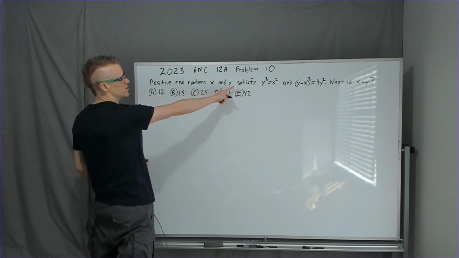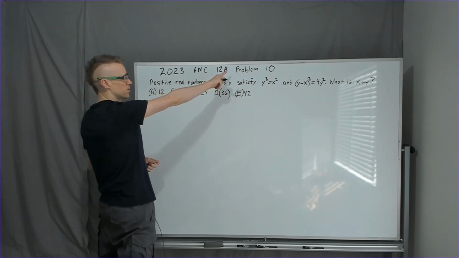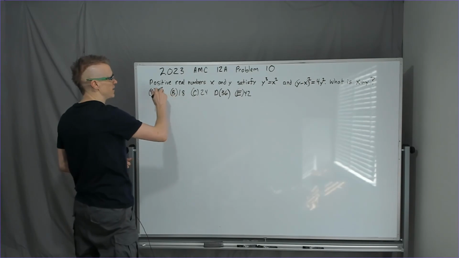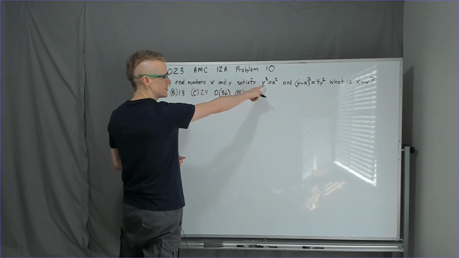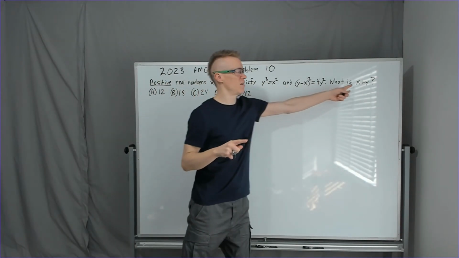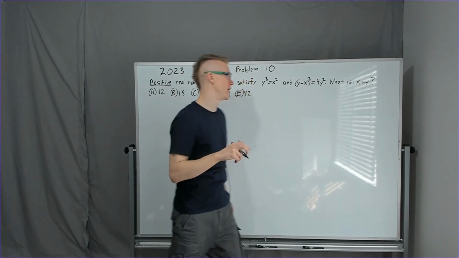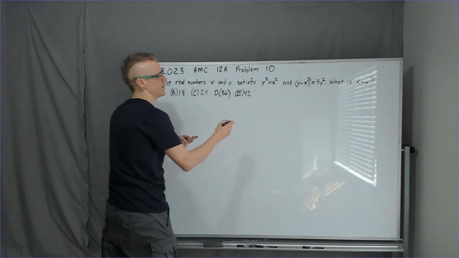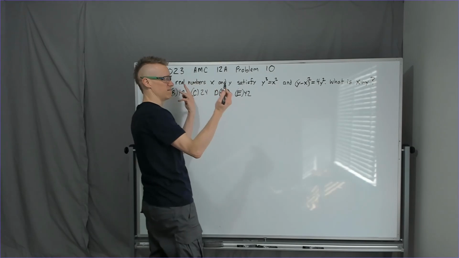Positive real numbers x and y. This is the 12A problem 10, 2023. Positive real numbers x and y satisfy this equation and this equation. What is, and I will just read it, x plus y. So where to begin? Probably just plug in stuff and see what happens.